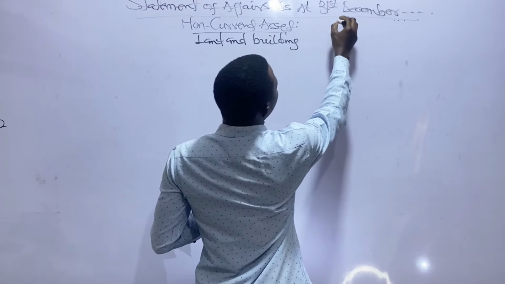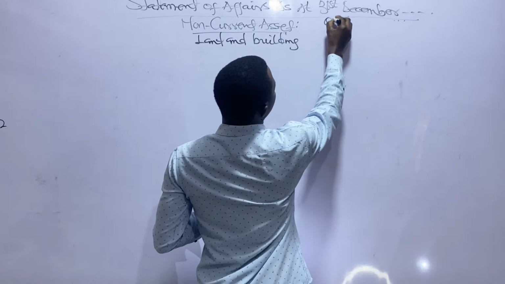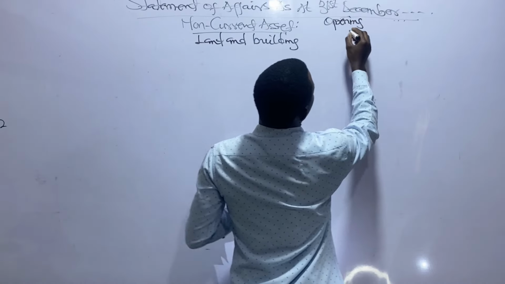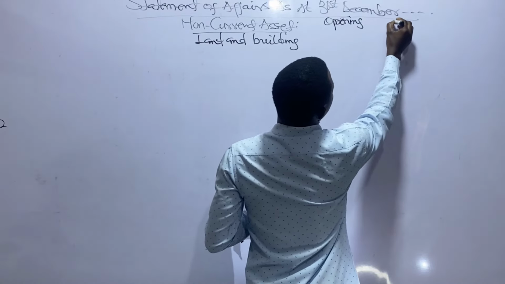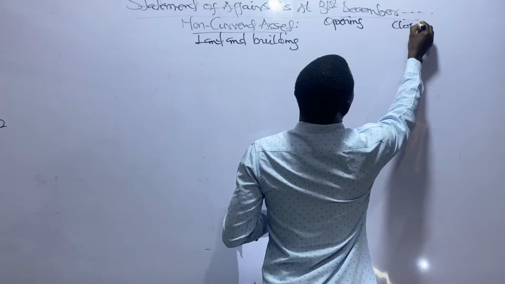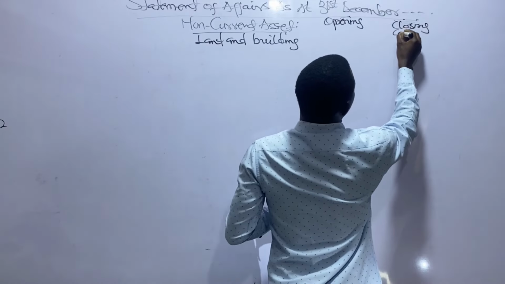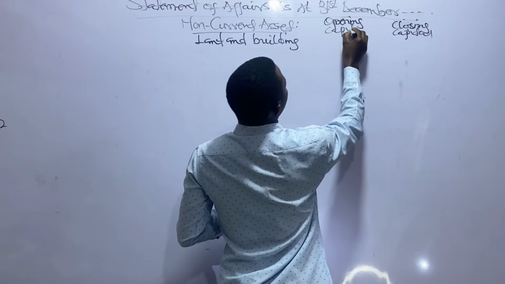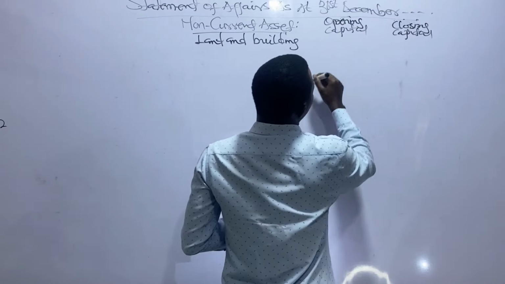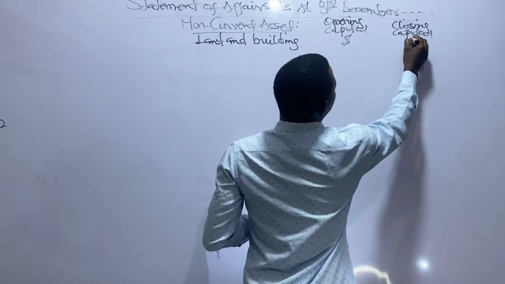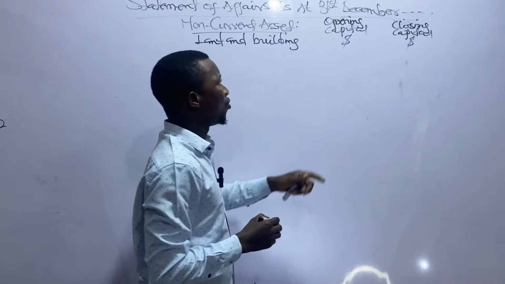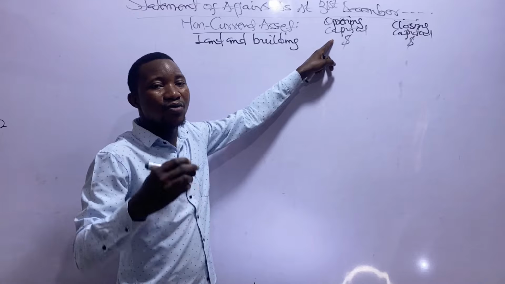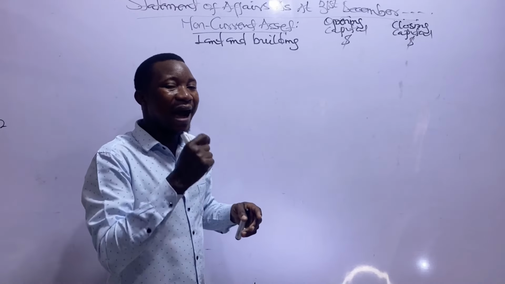So this could be opening capital, then this will be closing capital. Then you bring, let's say, your currency sign, let's say dollars. But now we are saying that this opening capital, we will calculate by using the asset and liability at the beginning of the year.